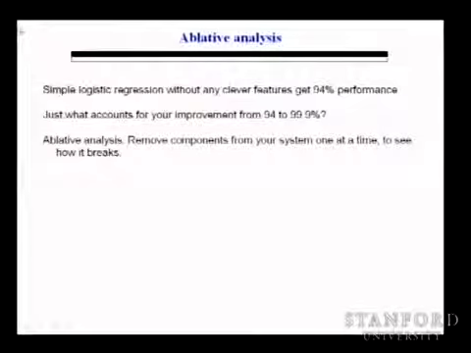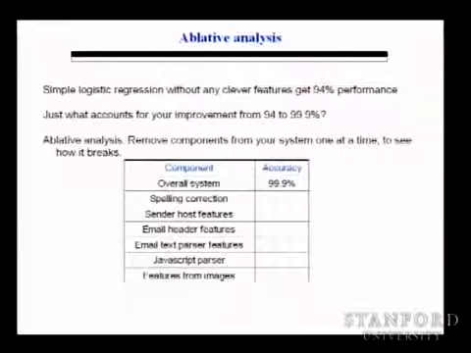In this example, let's say that simple logistic regression without any of your clever improvements gets 94% performance. And you want to figure out what accounts for your improvement from 94 to 99.9% performance. So in ablative analysis, instead of adding components one at a time, we'll instead remove components one at a time to see how it breaks. So start off with your overall system, which is 99% accuracy. And then we'll remove spelling correction and see how much performance drops. Then we'll remove the sender host features and see how much performance drops, and so on.